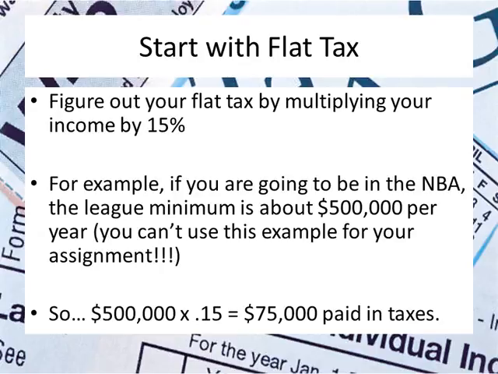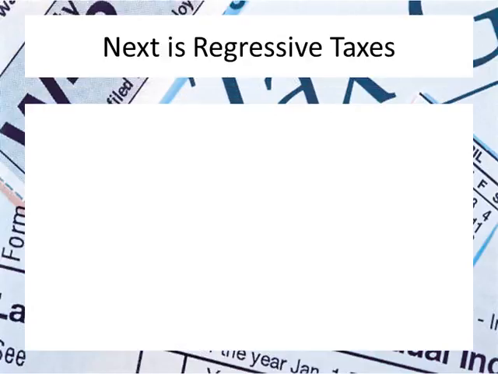So you're going to multiply $500,000 by 0.15, which will give you 15% of $500,000, which would be $75,000 paid in taxes. Wow, that's a lot of money paid in taxes, but he makes a lot of money a year, so it's all right. The next you're going to do is the regressive tax.